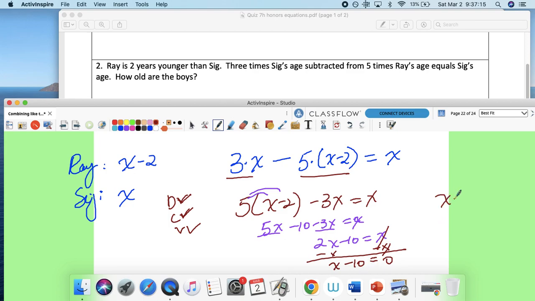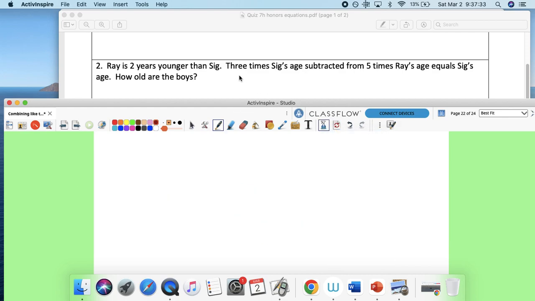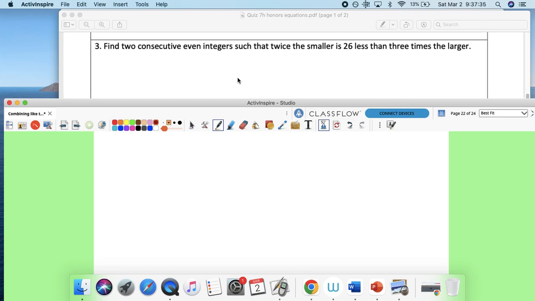Let me bring this over here. We add 10 here, which means I add 10 to the other side. That goes away, and x equals 10. So that makes Sig 10 years old, and Ray, he's going to be 8. Yeah, I know. Sorry, not too crazy challenging.